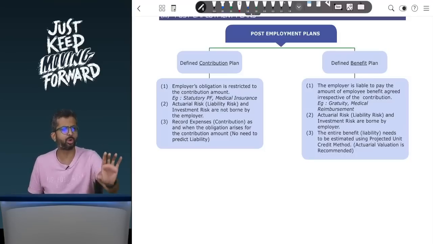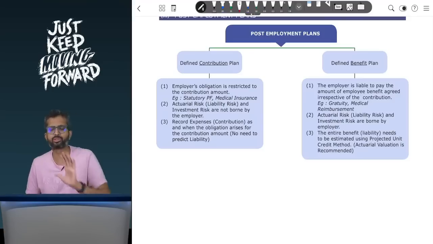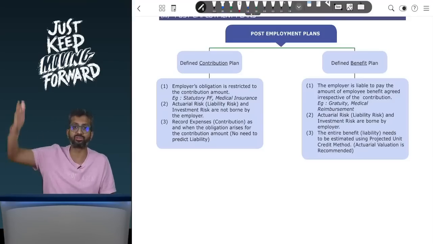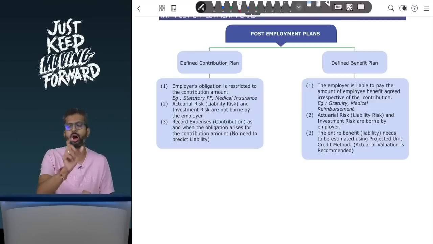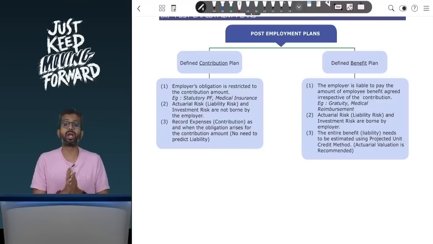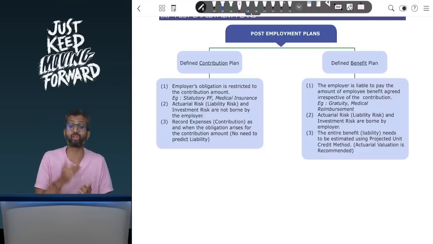You are making some contribution, assuming the employee will leave after 10 years and his last drawn salary will be 50,000. But when he leaves, his salary becomes 1 lakh. You will have to pay him whatever is the amount. So the calculation over here for a defined benefit plan, that is a plan with the actuarial risk, the risk of a liability or investment risk, that the investments may fall insufficient, is with the employer.